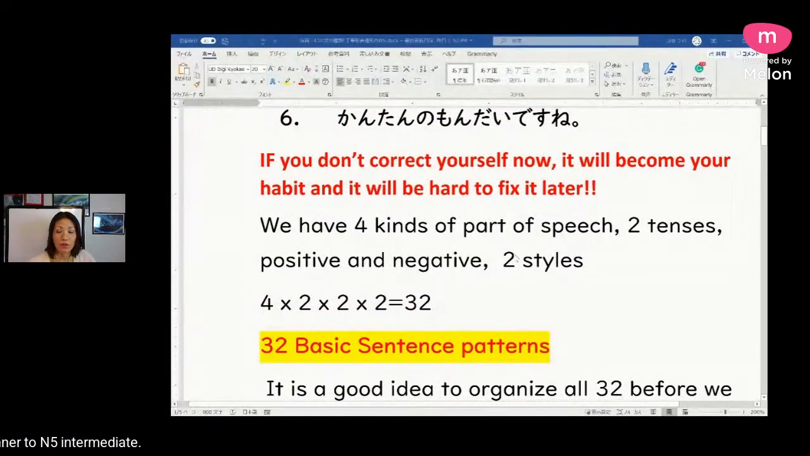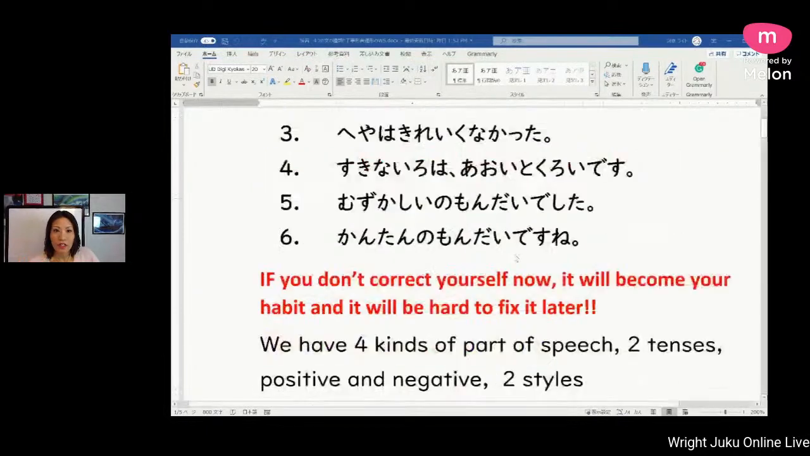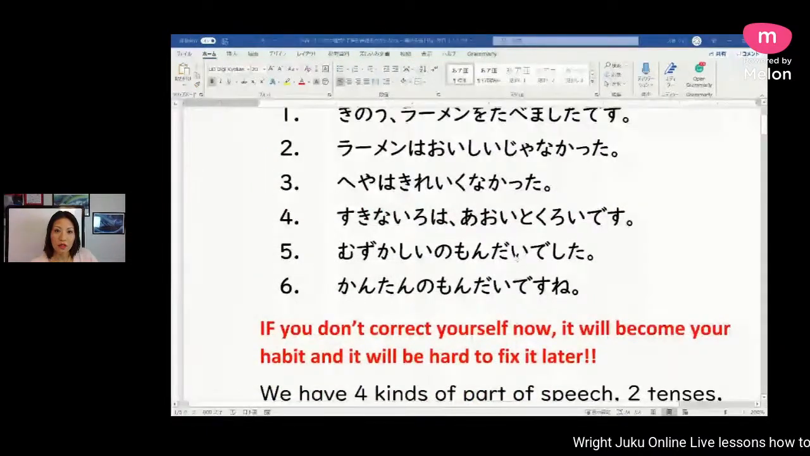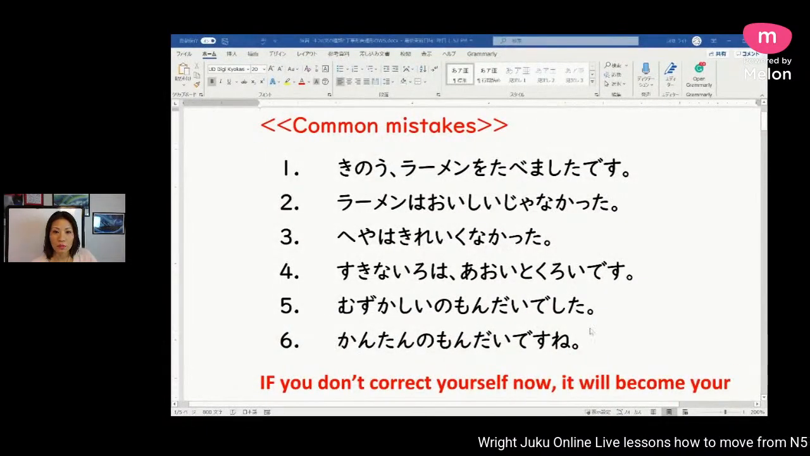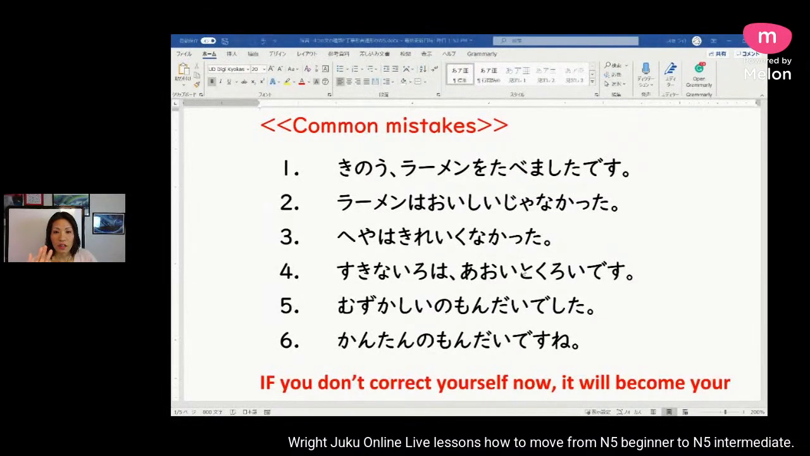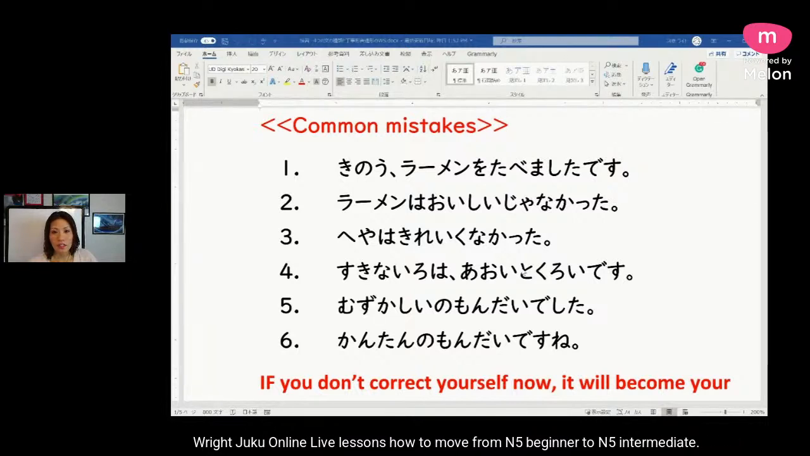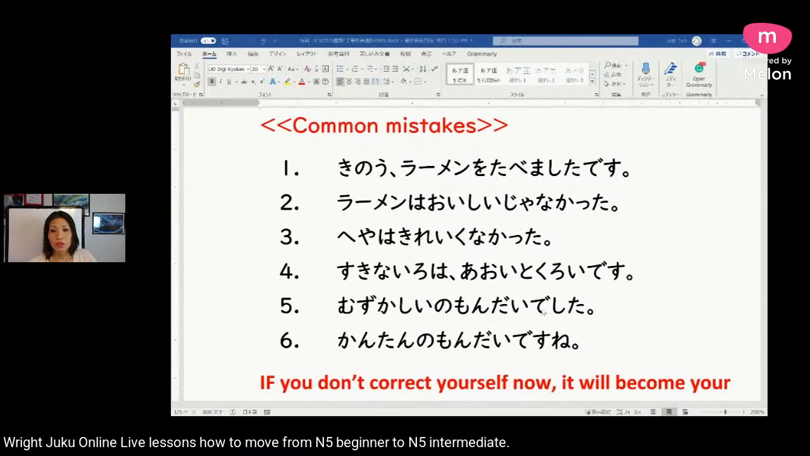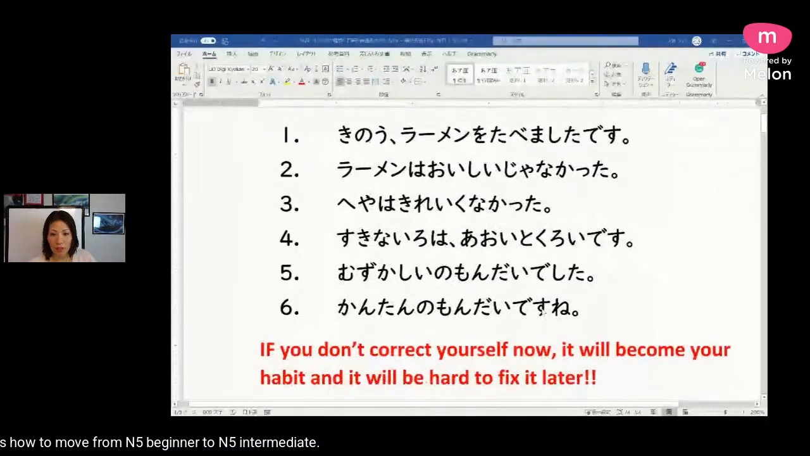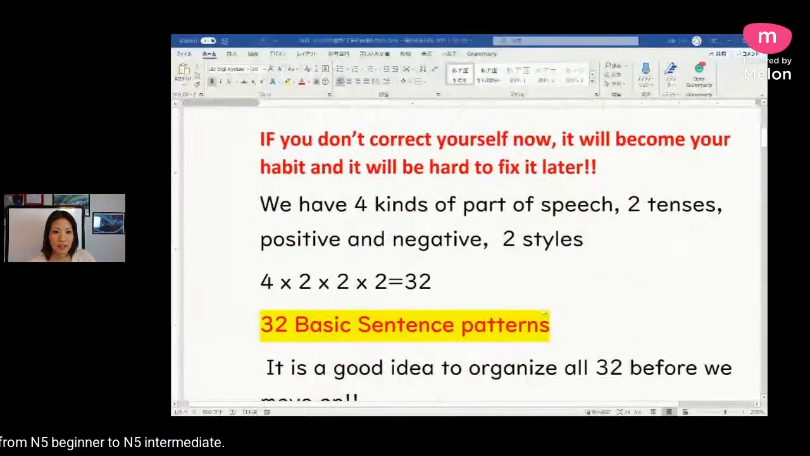And then if you don't organize these sentence patterns now, they will mix up in your head, and then you make those mistakes, because these learners are mixing up all the sentence patterns. That's why those things happen. In order to avoid this, we need to organize.